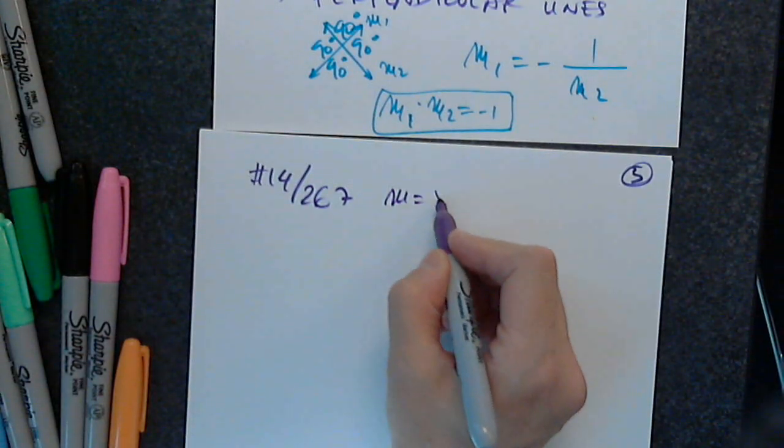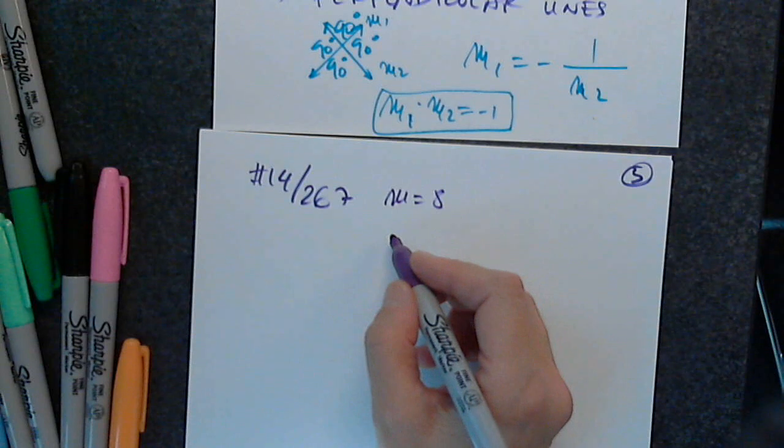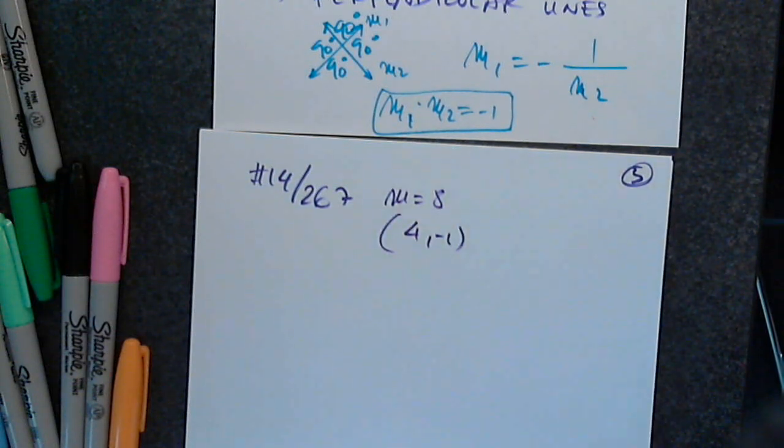Slope, which is 8, and it passes through 4 comma negative 1. They're asking us to find the equation of the line.